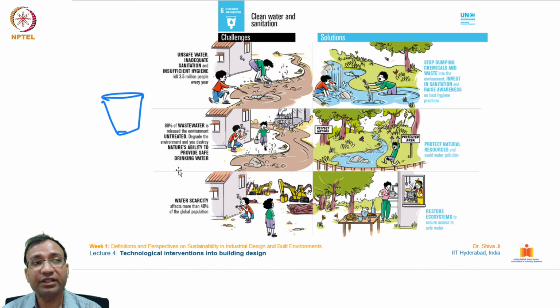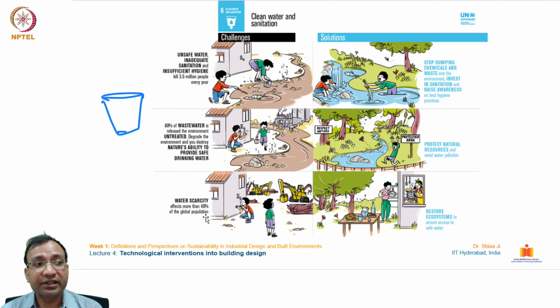Next scenario, 80% of wastewater is released into the environment untreated. It degrades the environment, and it destroys nature's ability to provide safe drinking water. So the 80% of wastewater released is untreated, unsafe, and toxic.